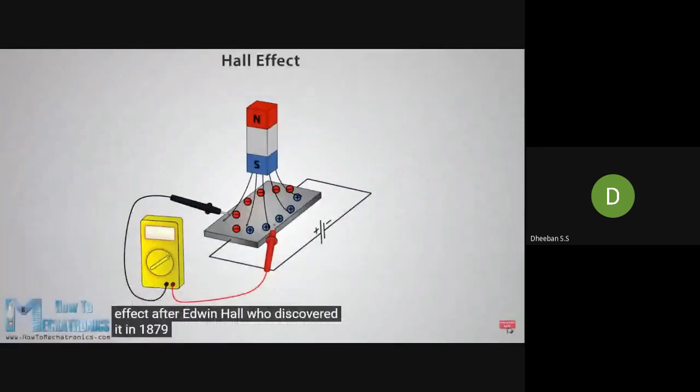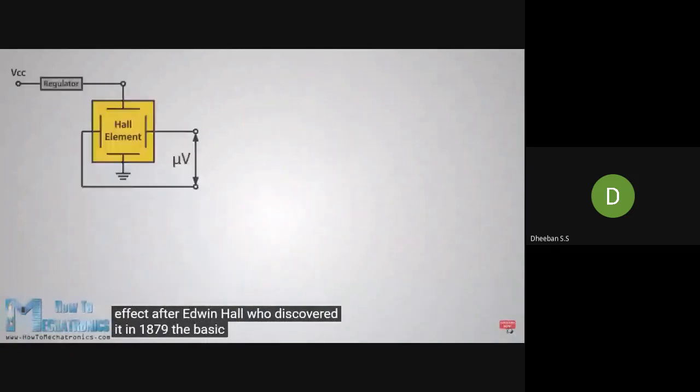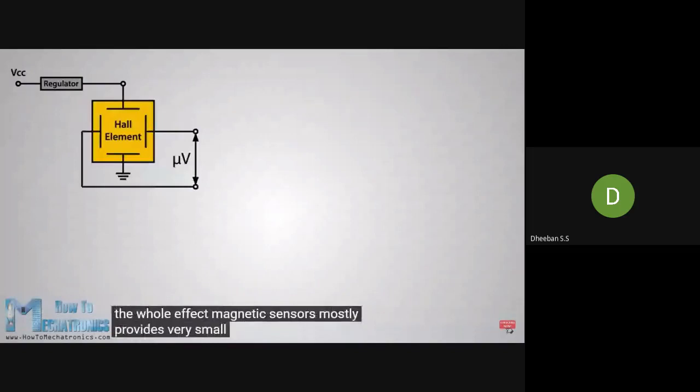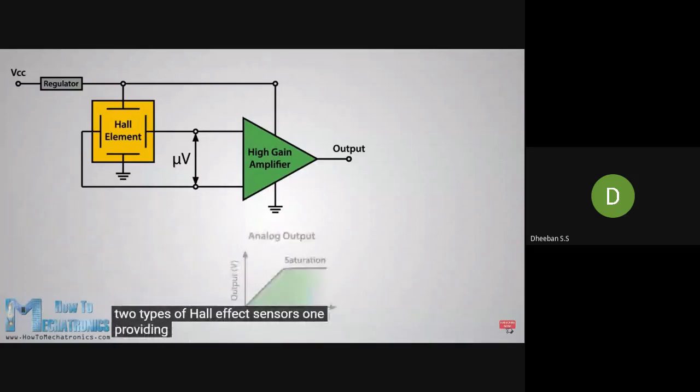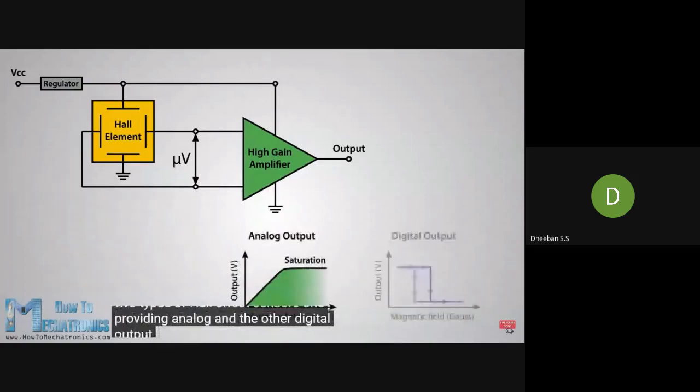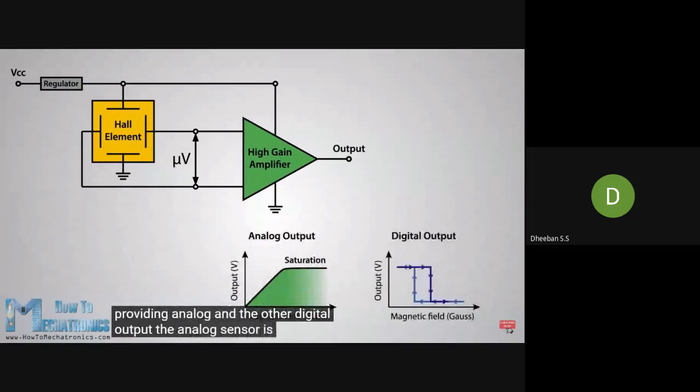The basic Hall element of the Hall effect magnetic sensors mostly provides very small voltage of only few microvolts per Gauss, so therefore these devices are usually manufactured with built-in high-gain amplifiers. There are two types of Hall effect sensors, one providing analog and the other digital output. The analog sensor is composed of a voltage regulator, a Hall element, and an amplifier.